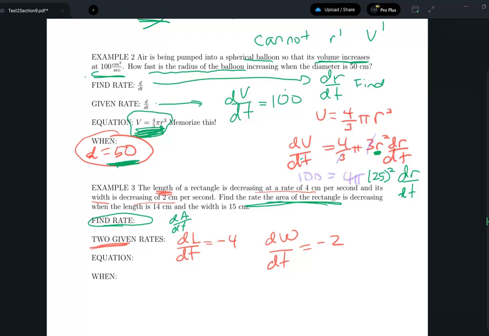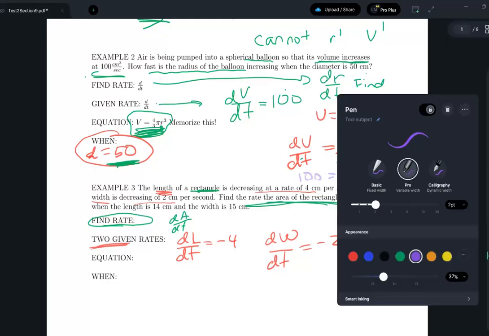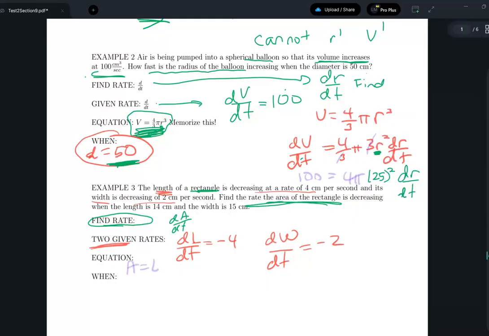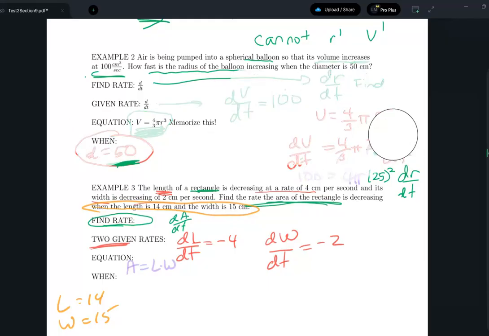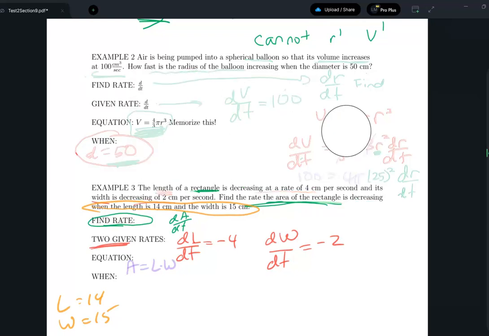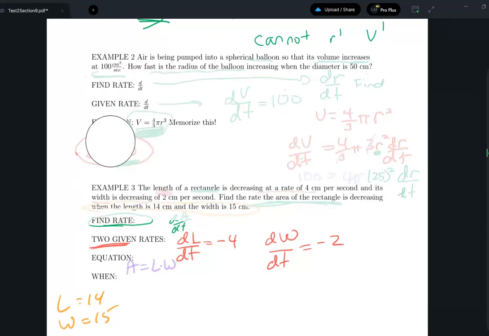The equation of the area of a rectangle, well, that's not so hard. Area of a rectangle is A equals length times width. What's the when information? Oh, look at that, they give me 2 things for the when. L is 14 and W is 15. I'm going to take my equation and take the derivative with respect to t.